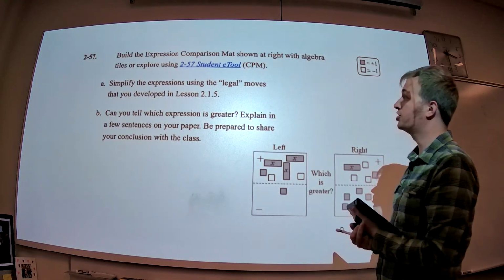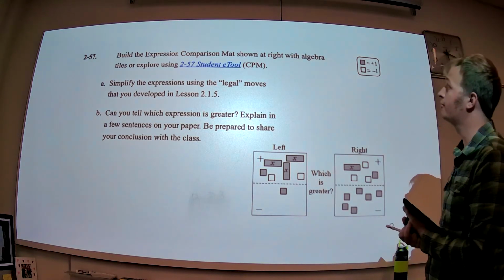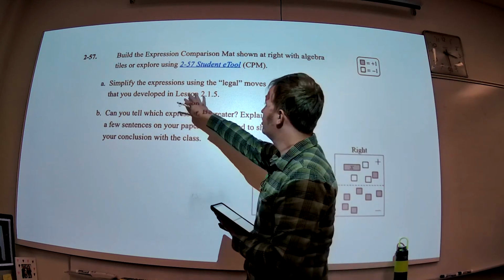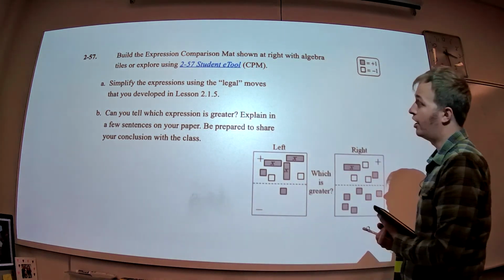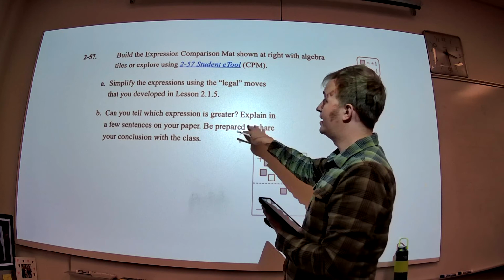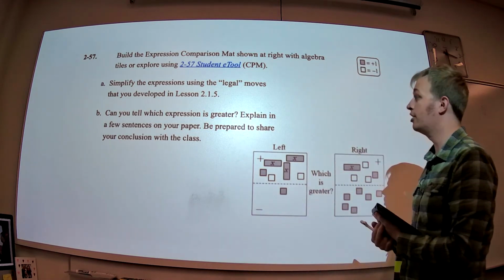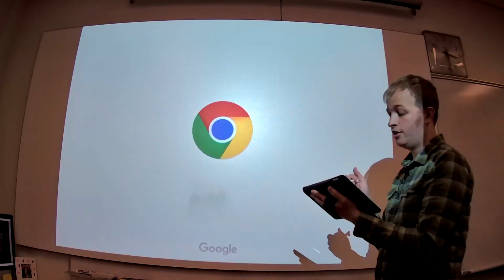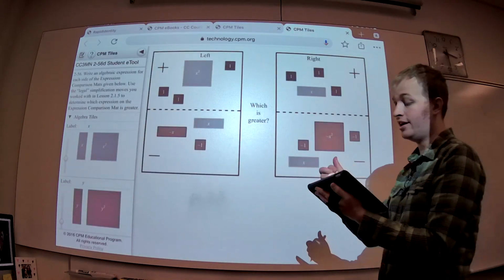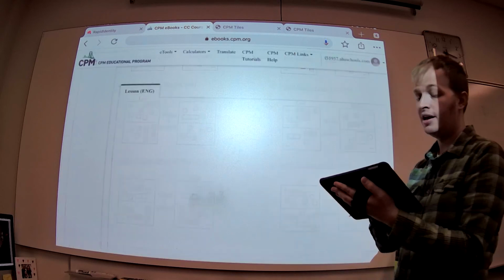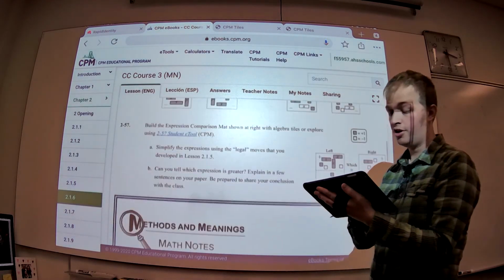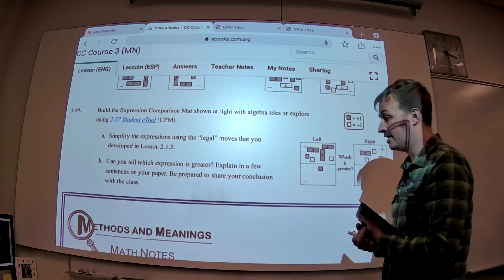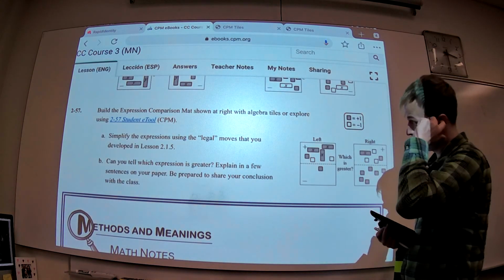But looking at question 2-57, build the expression comparison mat shown at right with algebra tiles, or explore using the Algebra Tiles tool. Simplify the expressions using the legal moves you developed in 2.1.5, and then can you tell which expression is greater? Explain in a few sentences on your paper, and we'll share it as a class. So I want you to take a second on 2-57, and I want you to see what you come up with first. So try this one on your own first, and then pause the video, and I'll come back in and see what you came up with.